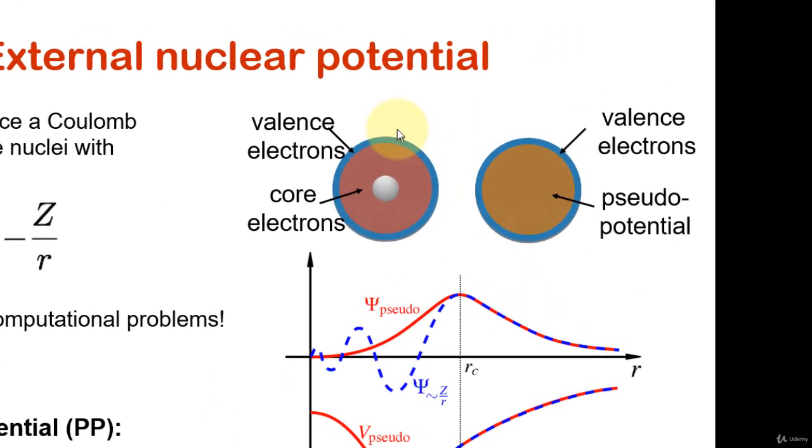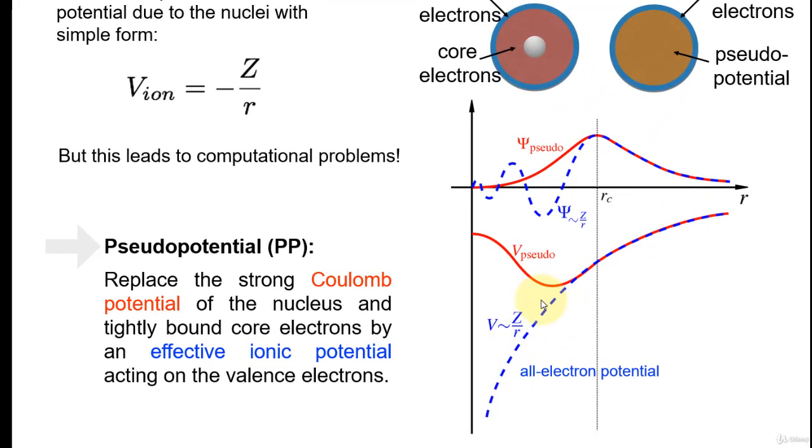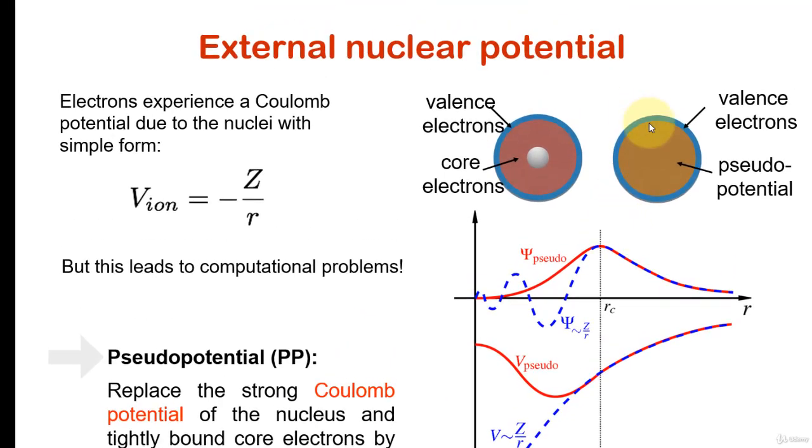In this figure, we have two cases. In one case, on the left side, we consider core electrons and nucleus. We can see the potential in this case, this dashed blue curve. In the second case, we consider only pseudo-potential, as you can see, as the red curves. The point is that in both cases, the wave function after RC is identical. After RC, both blue and red curves coincide.